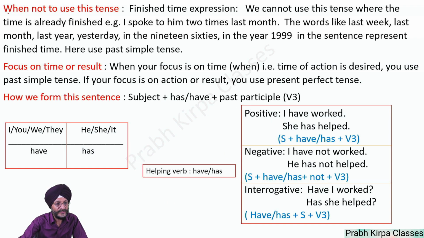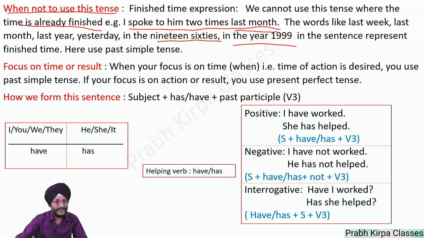When not to use this tense: there are instances when we are not to use this sentence. For example, finished time expression. We cannot use this sentence where the time is already finished. For example, I spoke to him 2 times last month. Here last month is the time which has already finished. So words like last week, last month, last year, yesterday, in the 1960s, in the year 1990 in the sentence represent finished time. Here we use past simple tense.